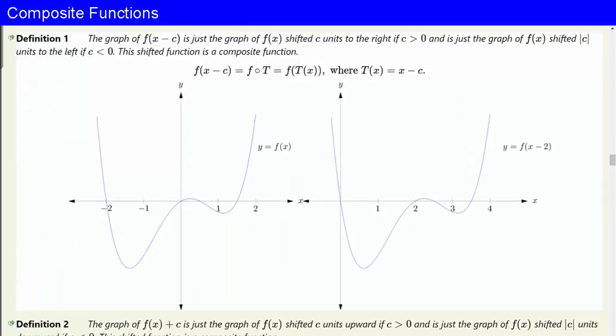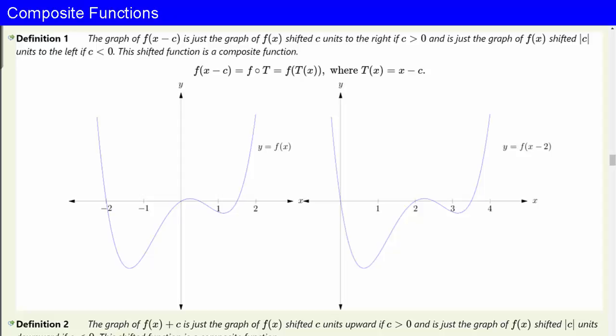The point is, this works for any given function and any constant. The graph of f of x minus c is just the graph of f of x shifted c units to the right if c is positive, and it is just the graph of f of x shifted absolute value of c units to the left if c is less than 0. This shifted function is just a composite function. F of x minus c is just f composed with t, or f of t of x, where t of x is x minus c.